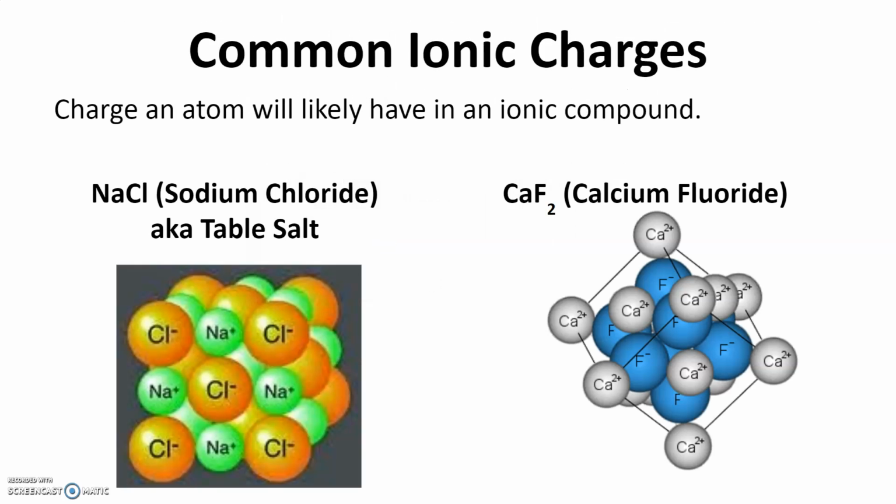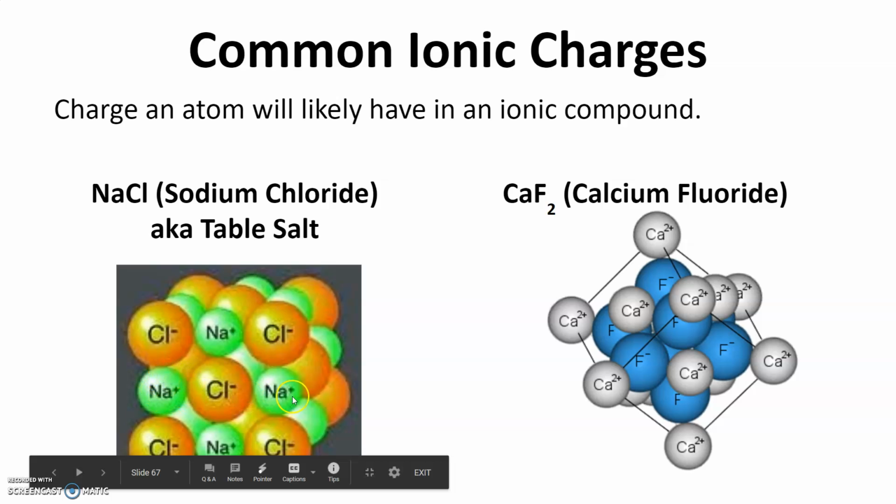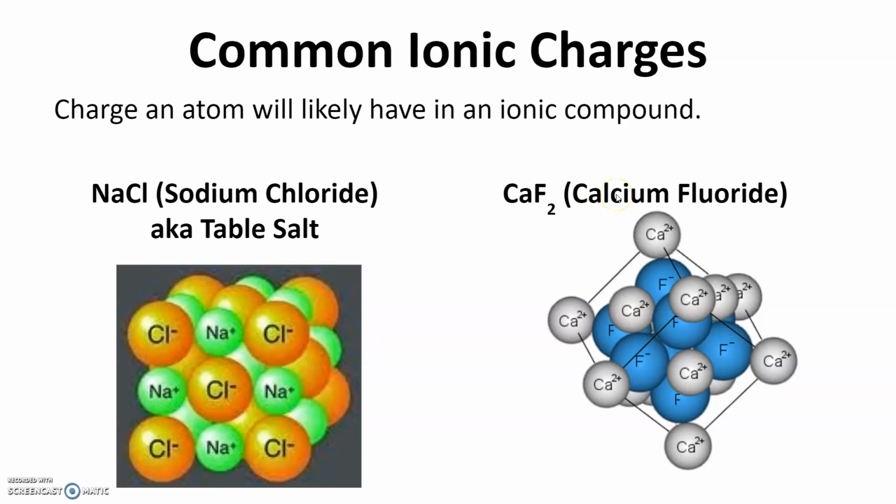A common ionic charge is a charge an atom will likely have in an ionic compound. Now in this unit, we're going to learn what an ionic compound is, but an example of an ionic compound would be sodium chloride, also known as table salt. If you look at table salt, it's made up of sodium ions, ions meaning something with a charge, and chlorine ions. So the sodium ions, if you look closely, they all have positive 1 charges, and that would be their common ionic charge. So sodiums typically have a +1 charge, and chlorine, on the other hand, has a -1 charge. So the common charge of chlorine is -1.